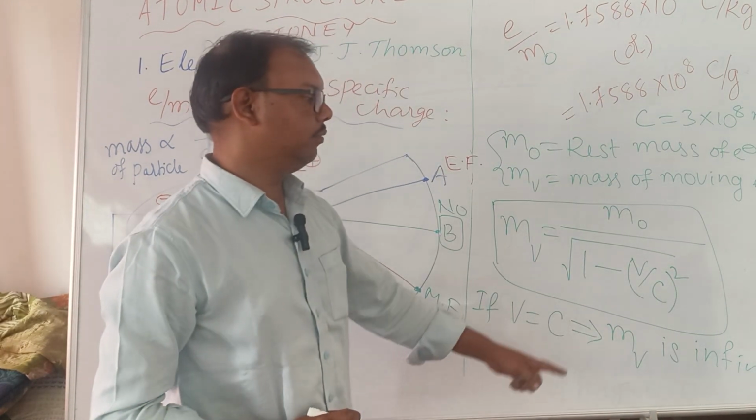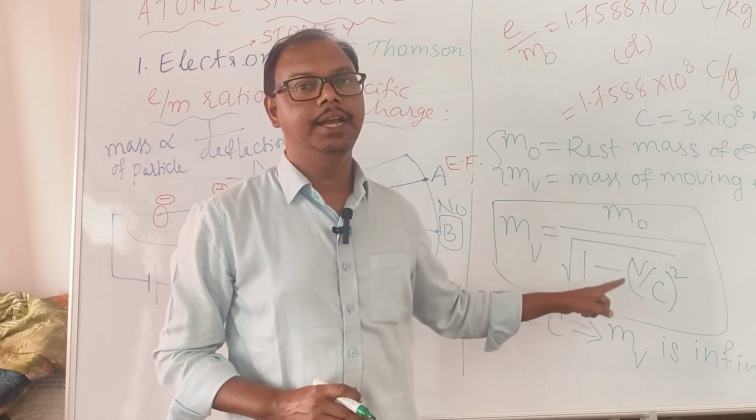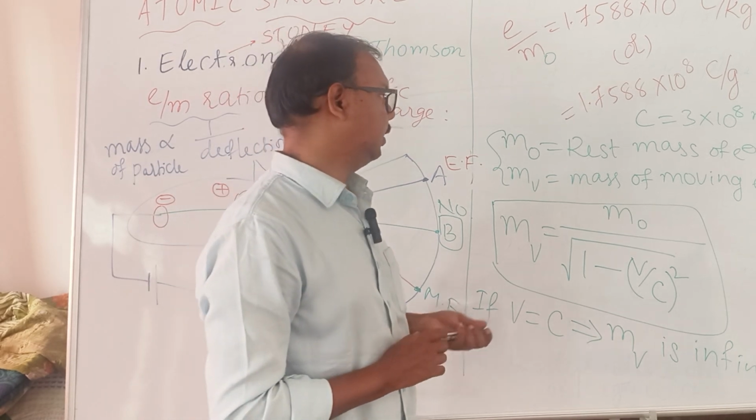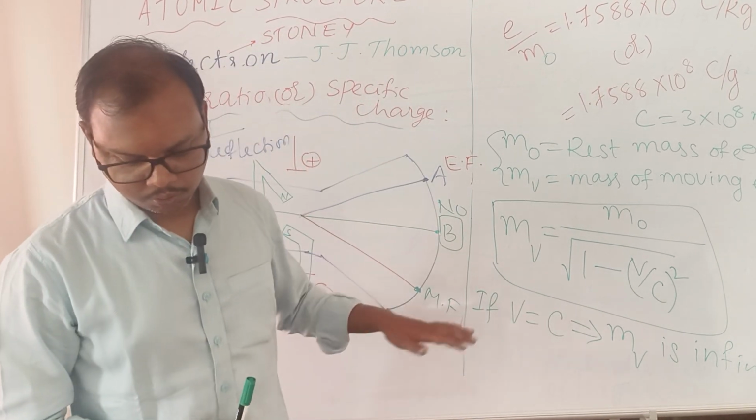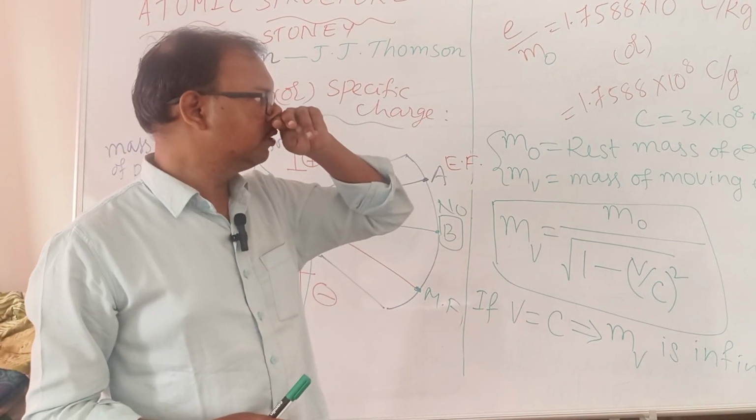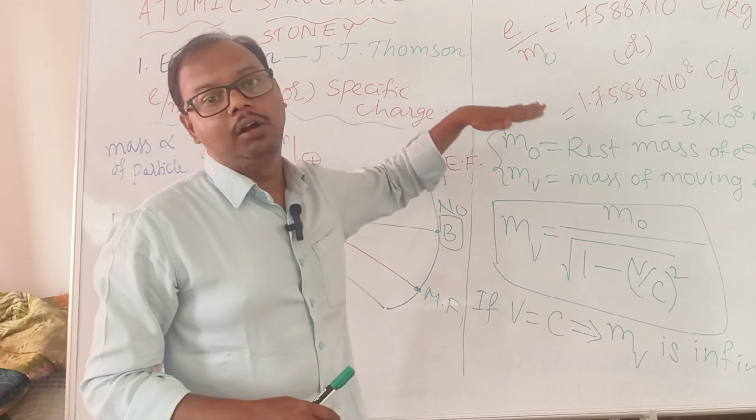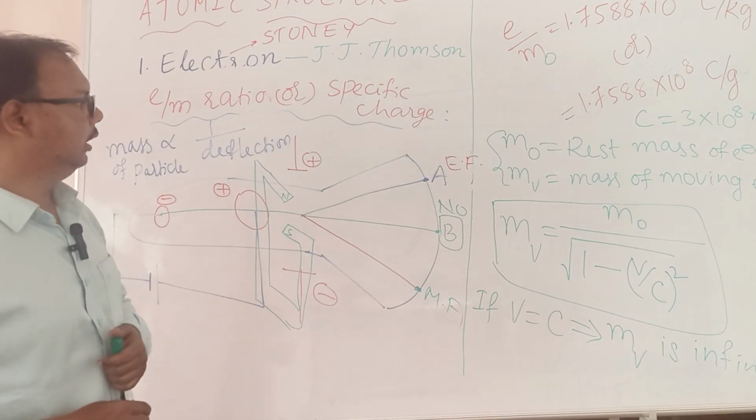That means the mass of a moving electron becomes infinite. Keep that in mind, all of you. Okay, yes. This is about the e by m ratio of the electron. Keep that in mind.